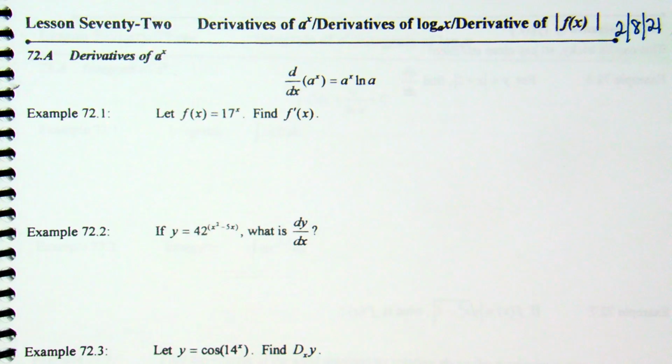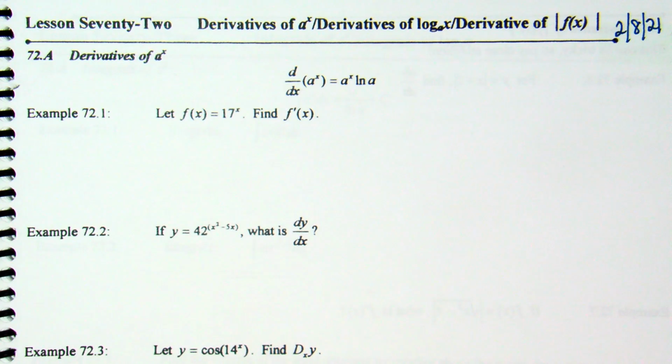Let's talk derivatives. Lesson 72, we add three more derivative rules. And these are special derivatives. They don't fall into the typical rule of multiplying by the old power and subtracting one from the power. These are specific ones, okay?